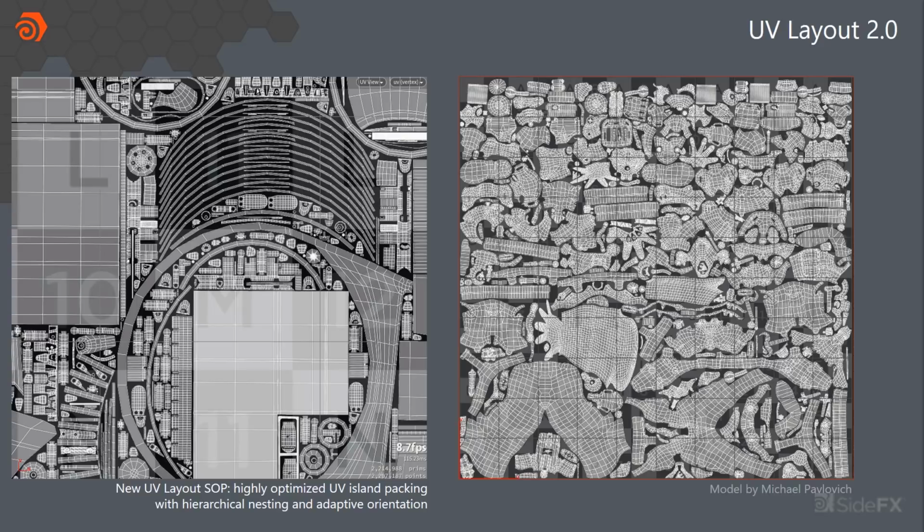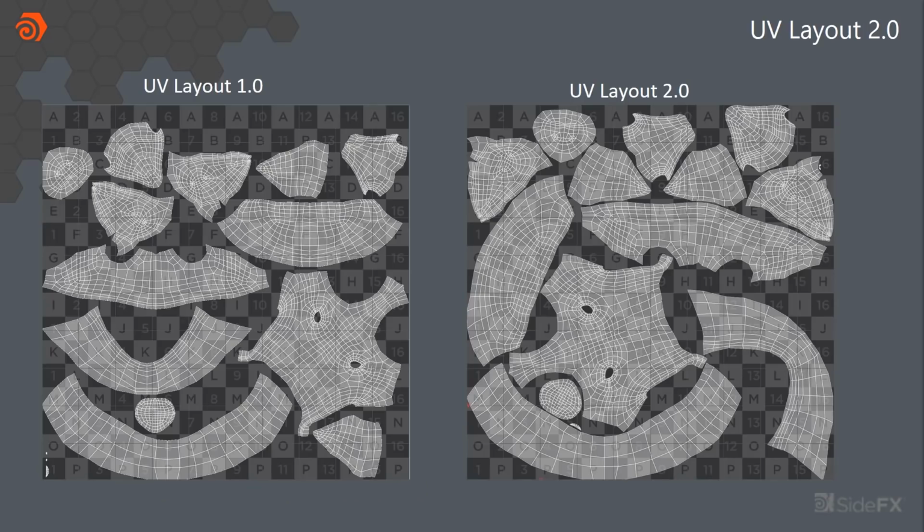It's a character that was pre-UV'd. It had 7 different materials. So we can combine that down into a single material, pack all of those UVs very, very tightly, and then bake out a new mesh or new textures based on it. Here's a direct comparison of what UV layout used to do versus UV layout 2 on the same exact model with the same exact UV islands. So you see we get a lot better texel usage out of our textures.